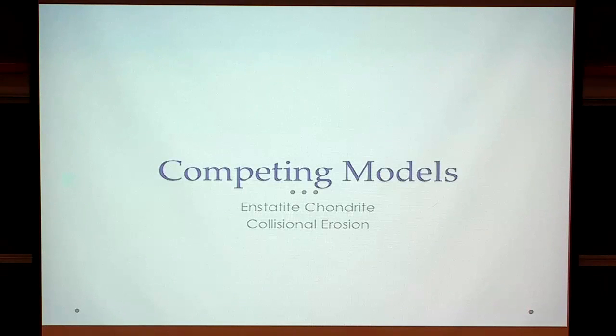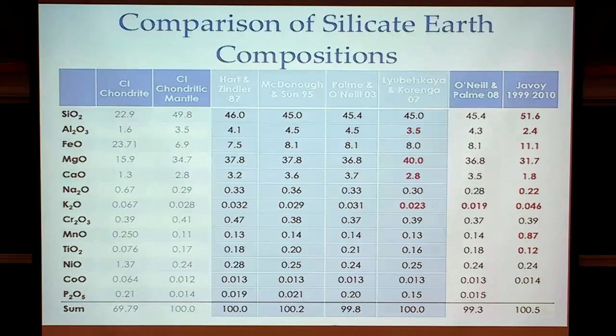There are some competing models. There are a lot of numbers here; the ones I want you to look at are the ones in red. First of all, if the Earth were a CI chondrite, you can see 22% silicon, 23% iron. If we took out a core, we'd end up with 50% silicon, 6% iron. All of these show 45 to 46% silicon, 7 to 8% iron, and about 37% magnesium. There really is pretty good agreement.